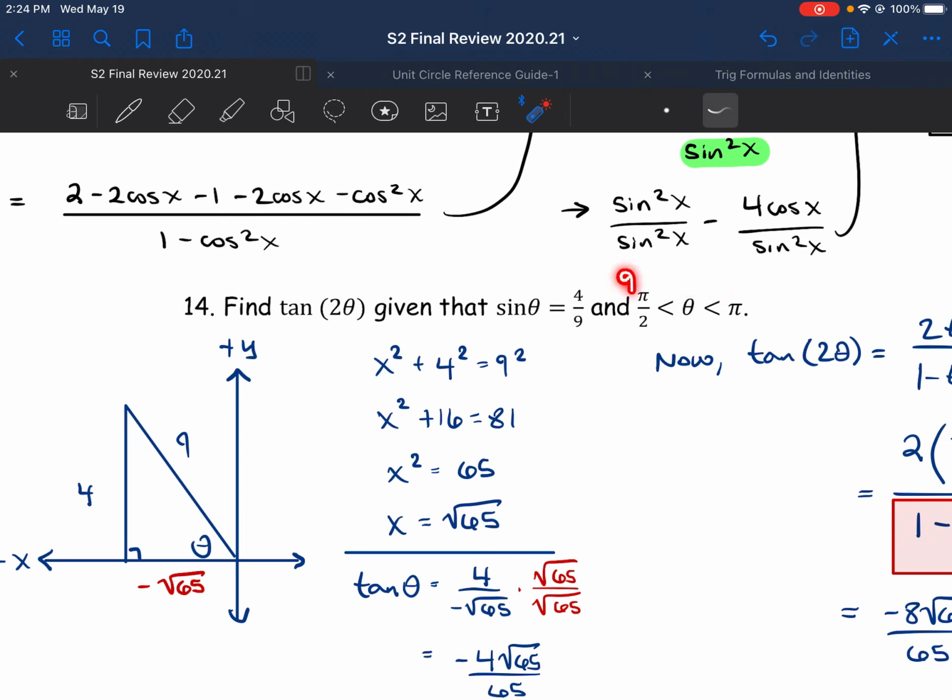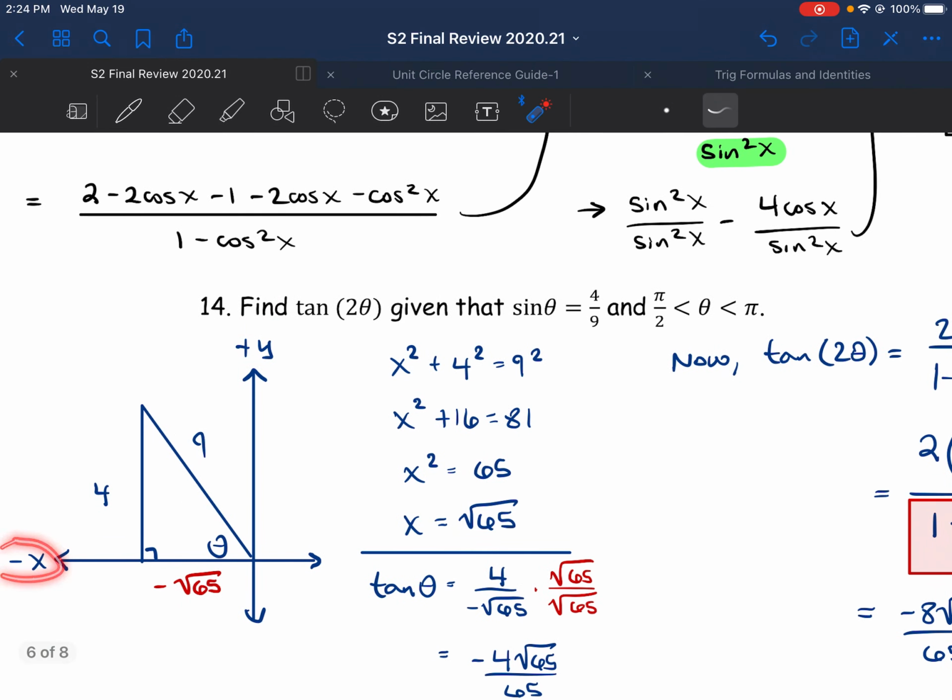Okay? Because pi over 2 is 90 degrees, pi is 180 degrees. You're in the second quadrant. So I set up a triangle in my second quadrant. Notice that for the second quadrant, the y values are positive and the x values are negative. That's going to be important. So we make our triangle.